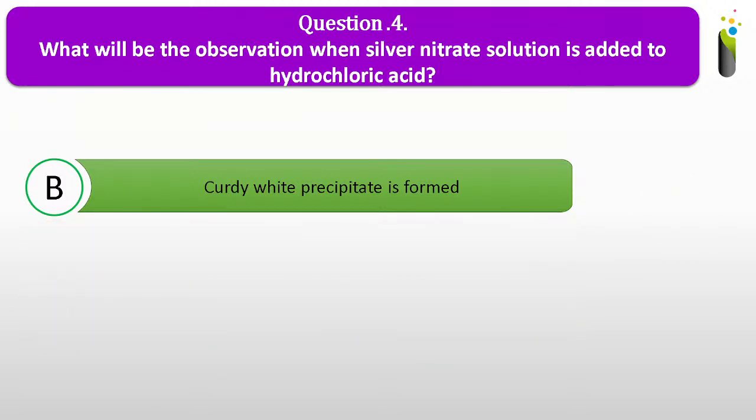So the correct answer for this question is B. That is, when silver nitrate solution is added to hydrochloric acid, curdy white precipitate is formed. Coming to the next, that is question number 5.